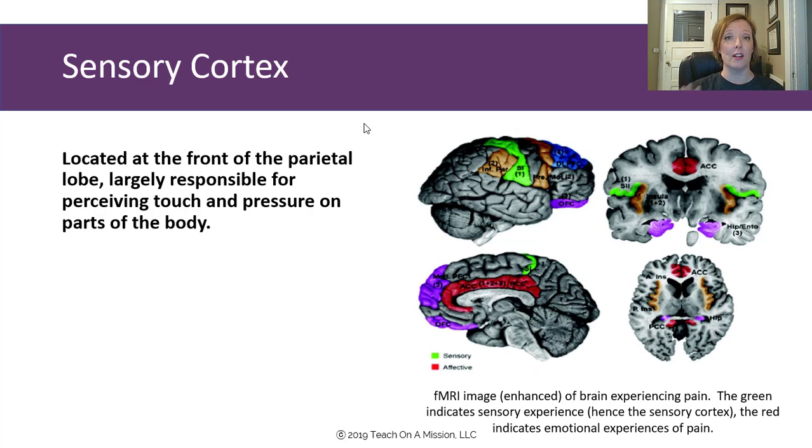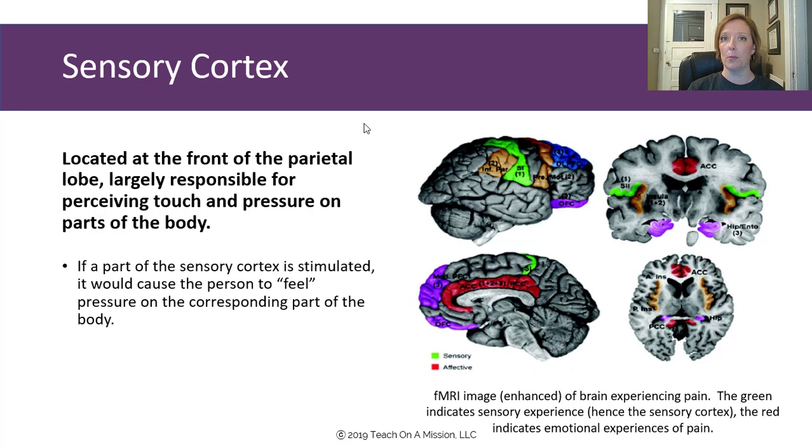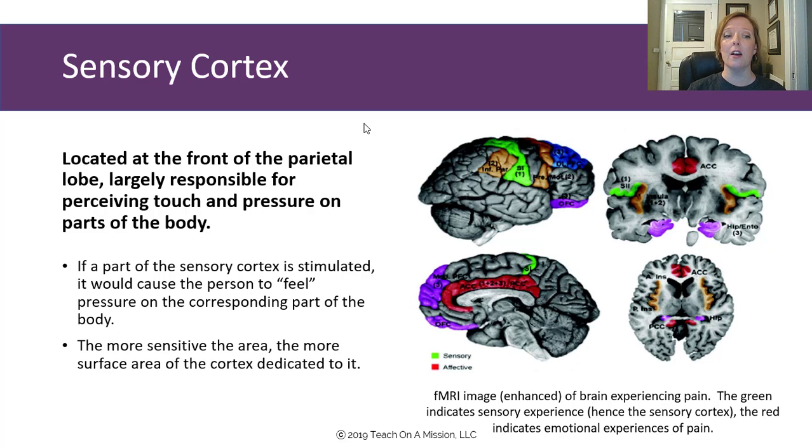So if you went down to that same brain surgery store on the corner and had part of your parietal lobe, the sensory cortex, stimulated, even though nobody was actually touching you, you would perceive that you were being touched in those specific areas that were being stimulated directly on your sensory cortex. The more sensitive the area, the more surface area the cortex is dedicated to it. So very much like the motor cortex, the larger the area, the more sensitive or the more delicate that area is.